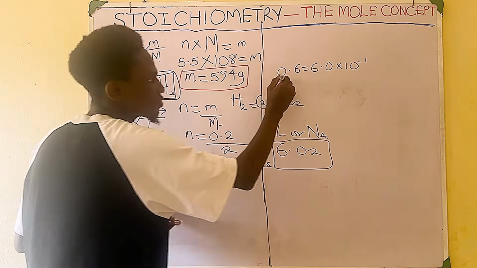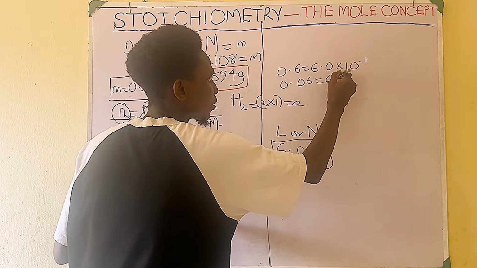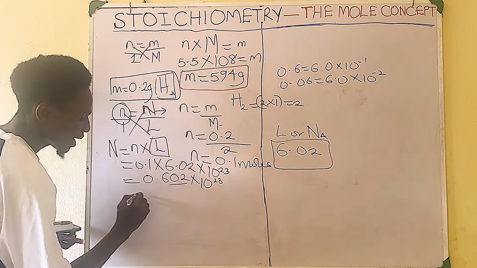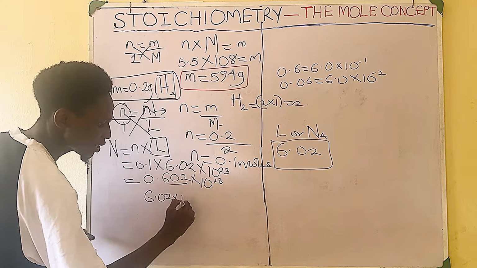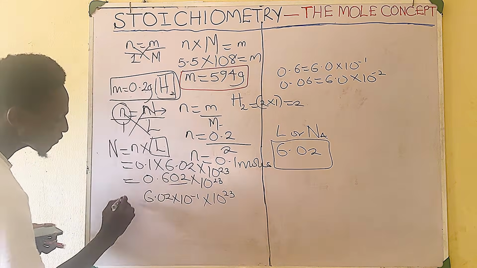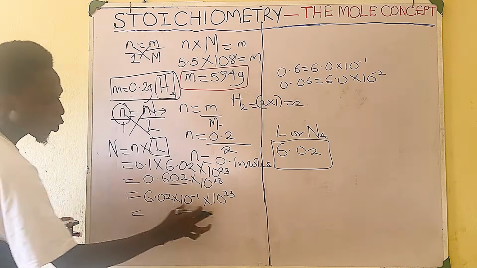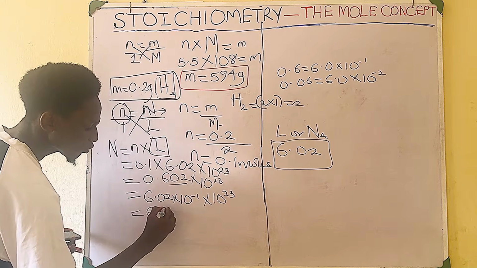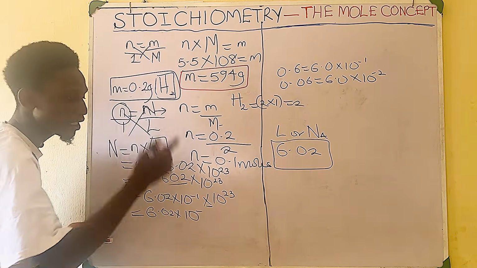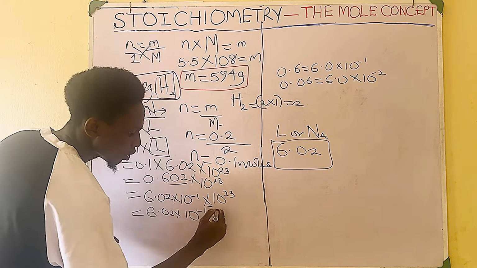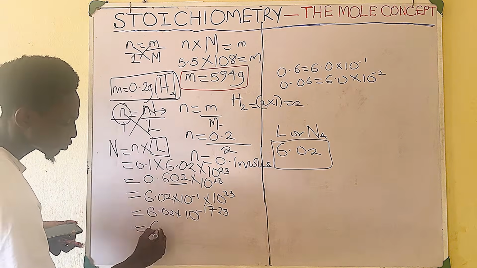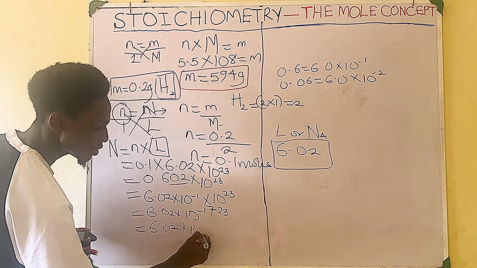So if you have 0.06 now, it gives you 6.0 times 10 raised to the power minus 2. So now, it means that I have 6.02 times 10 raised to the power minus 1 times 10 raised to the power 23. But I have to reduce this thing. I have to combine it rather. And remember from our laws of indices that when you have multiplication, it changes to plus. I was saying it previously. So minus 1 plus 23 will now give you 6.02 times 10 raised to power 22.